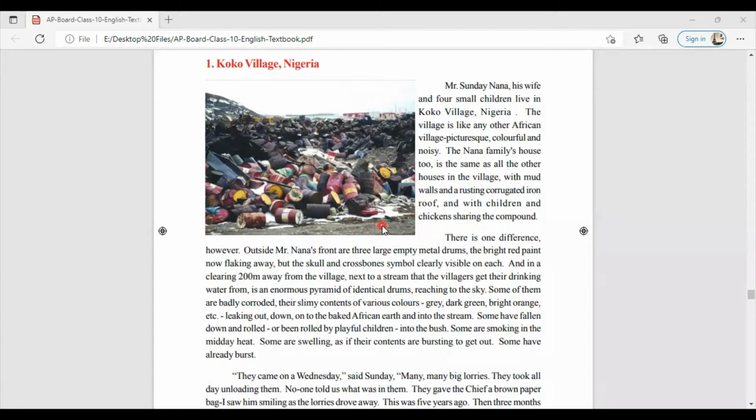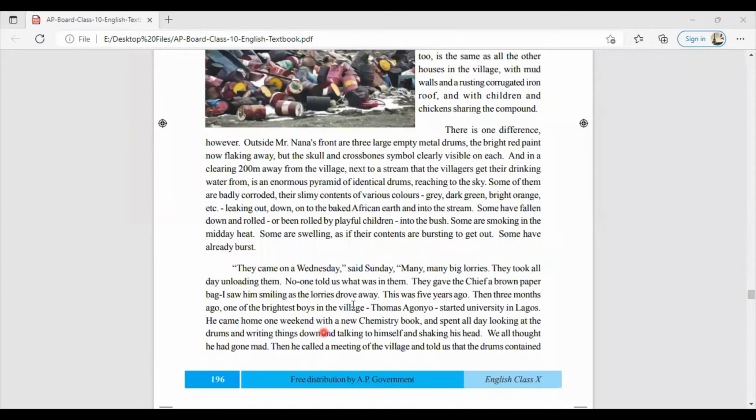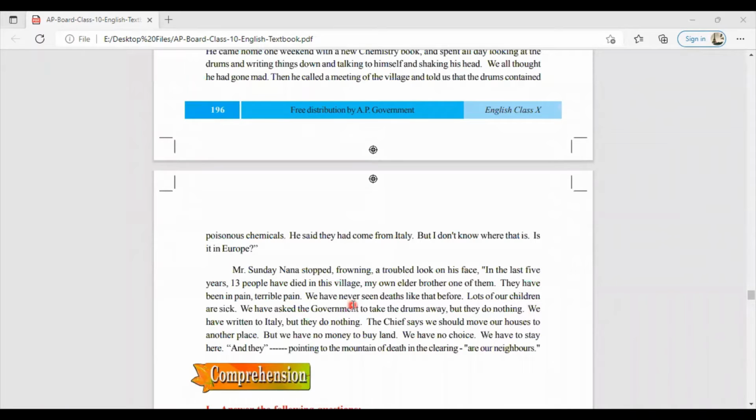That means there are many drums here that are full of chemicals. And also you can find the skull and crossbone symbol, just like a danger symbol, right? You will find that on the drums. It is clearly visible on each of the drums.